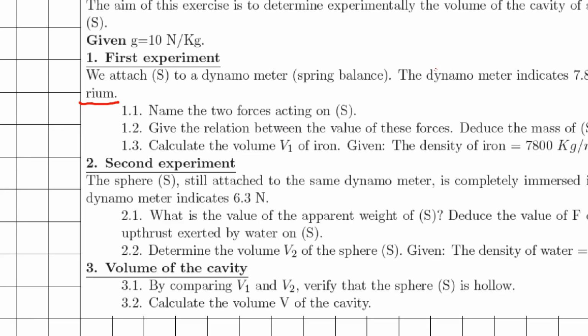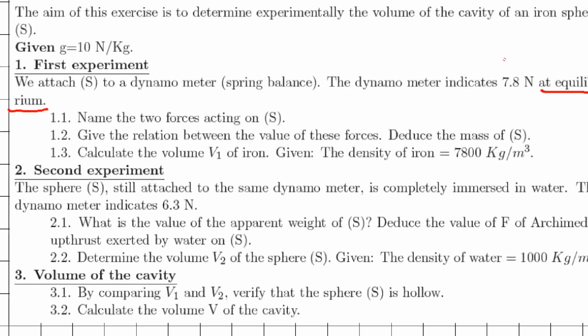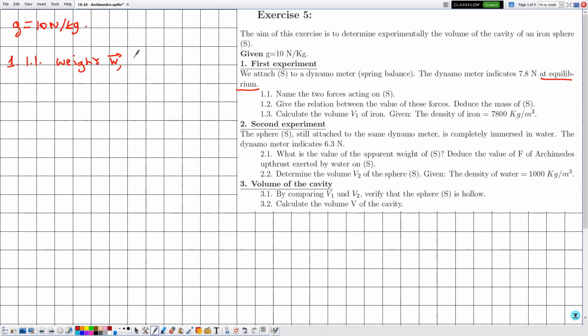Name the two forces acting on S. For sure, because the solid S is made up of iron, so it has a mass, then it will be directly subjected to the weight. And we have g. So the first force is the weight W. And because we have a spring balance, we have a spring, then it will be directly subjected to the tension T in the spring. And these are the two forces acting on S.